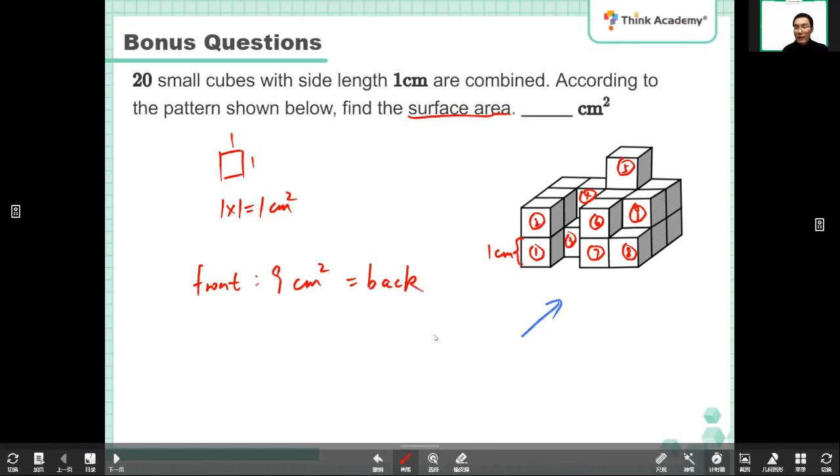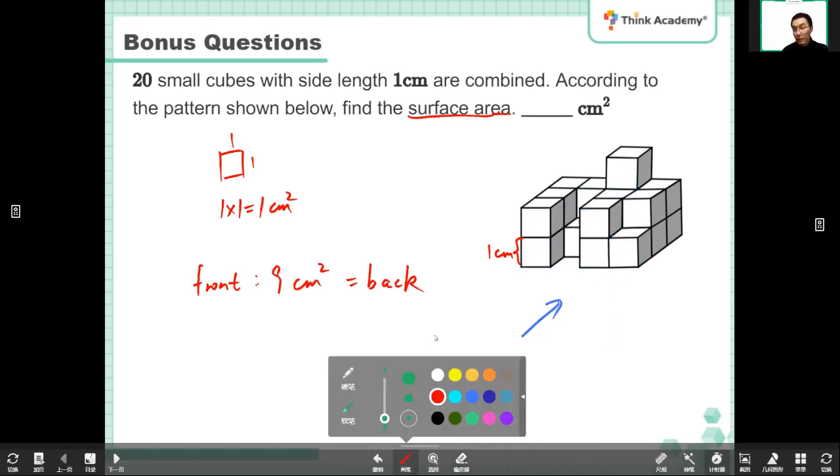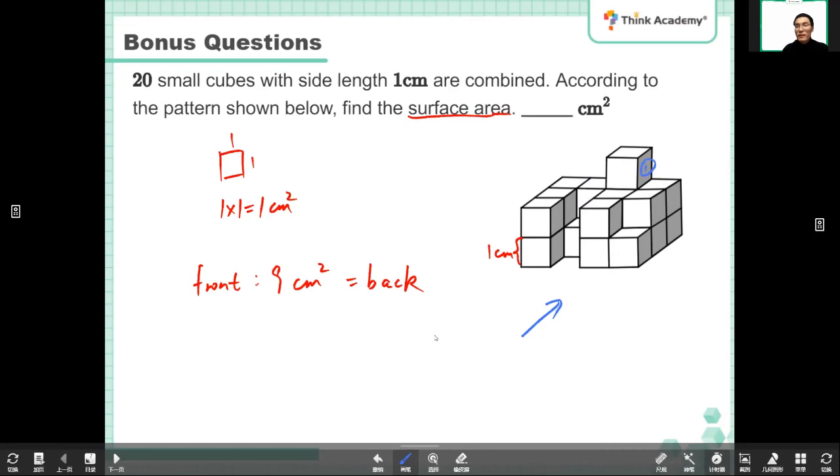And then let's count for the left. Sorry, for the right view, because we can see the right view. I'll mark it again in red pen. Actually, I'll change the color to blue. So let's start from top to bottom. 1, and then 2. Sorry, that's not the 2. The 2 is over here. And then 3, 4, 5, 6, 7. So the right view is 7 square centimeters.